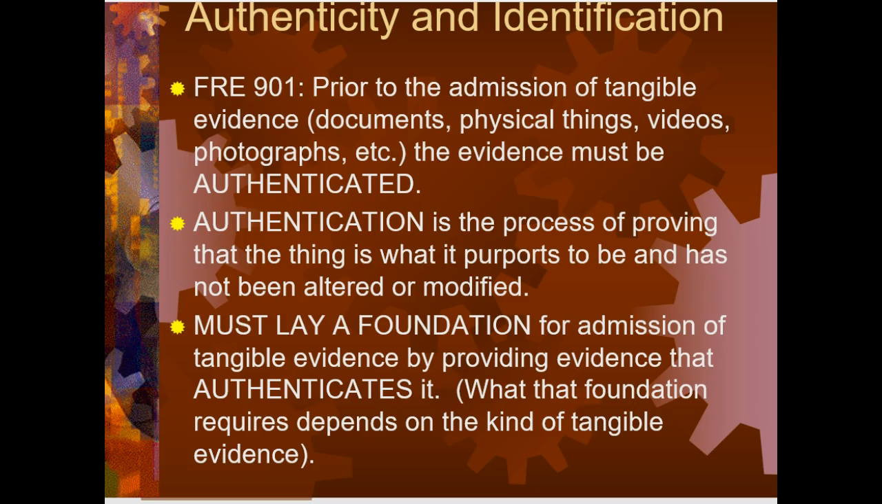All right, so let's first look at Federal Rule 901. It says prior to the admission of tangible evidence, that means documents, physical things, videos, photographs, etc., the evidence must be authenticated. That's the general rule. There are exceptions, but that is the general rule. You cannot just bring on a tangible piece of evidence unless you establish that it is what you say it is. That's what the authentication process is. Whenever you see the word authenticated, you can simply put in there the following: proof of the fact that the item is what we say it is.